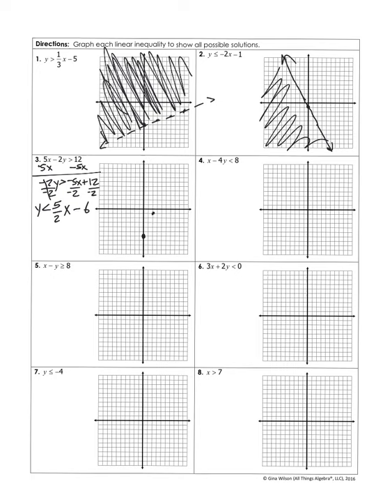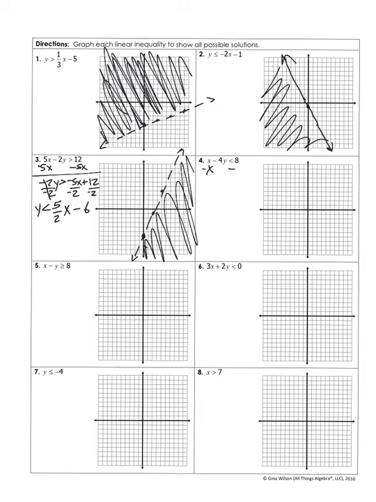Up 5 over 2. And since this is a less than symbol, I'm going to have a dotted line, which means that these points on the line are not solutions. And I'm going to have to shade below. There we go.